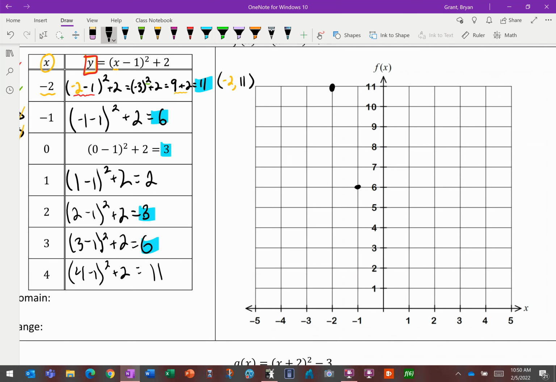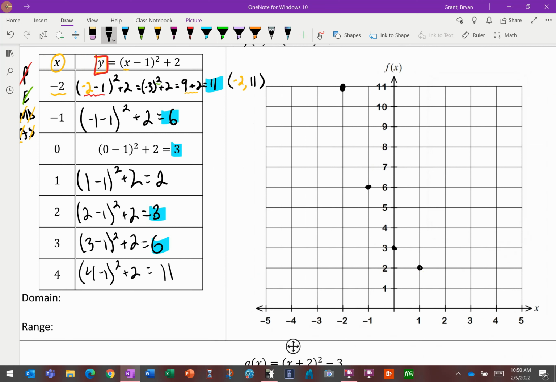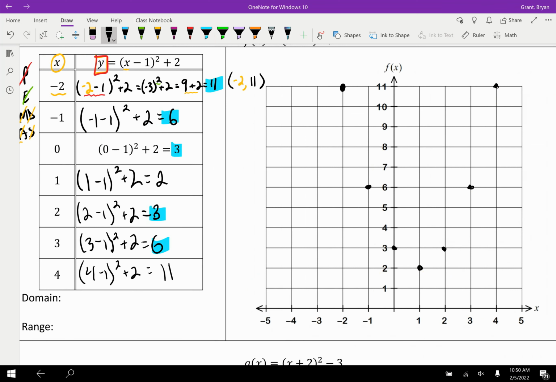-1, 6. Good. 0, 3. 1, 2. 2, 3. 3, 6. And 4, 11. There we go. We can see the shape of our parabola, right? It's not a V. A V would come straight down like that. This graph is going to curl a bit, like so. And you'll notice I kind of use multiple little pieces to make it looking like a V or like a U. It's totally up to you. Some of you can just draw that in perfectly and it looks a little more smooth than mine. I found those little pieces just help me keep it looking nice.